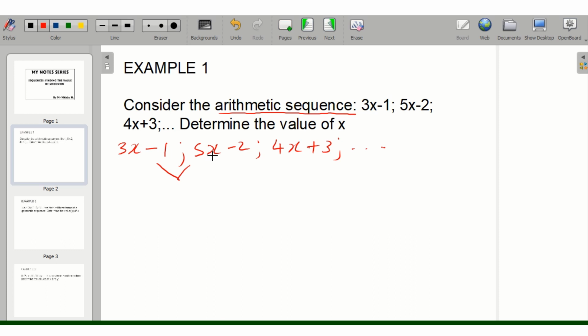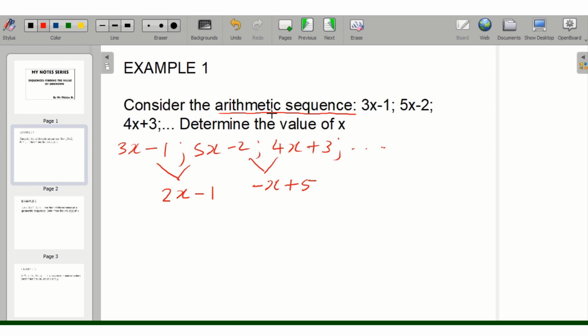So 5x minus 3x, that will be 2x. And then we say minus 2 minus 1, that would be minus 1. And then we do the same with the third and second term. We say 4x minus 5x, that is minus x. And then we say 3 minus 2, and that would be positive 5.